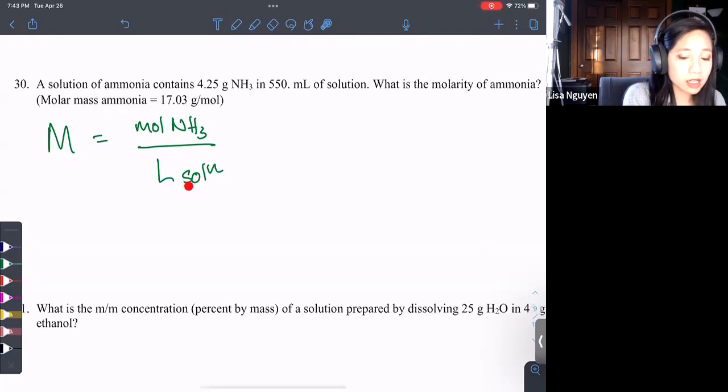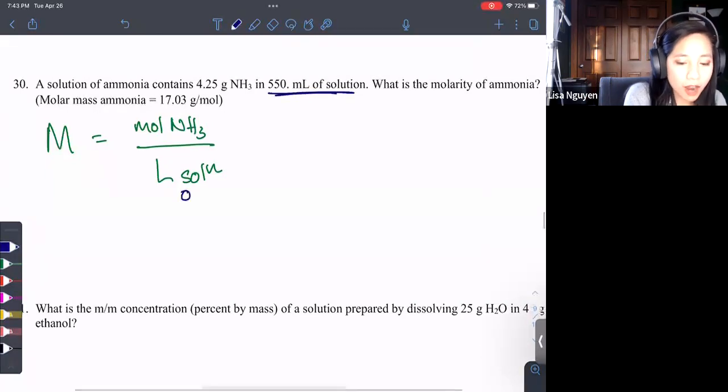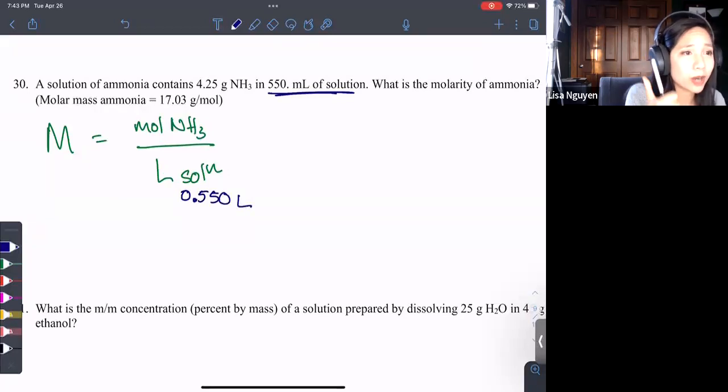So looking at this, liters of solution, oh, they give me a volume right there. So there it is. The only problem, it's in milliliters. So 515 milliliters is 0.515 liters. So that's given. We already have the denominator. We're halfway there. We just need to get moles of NH3. And then if we just divide those numbers, we'll get it.